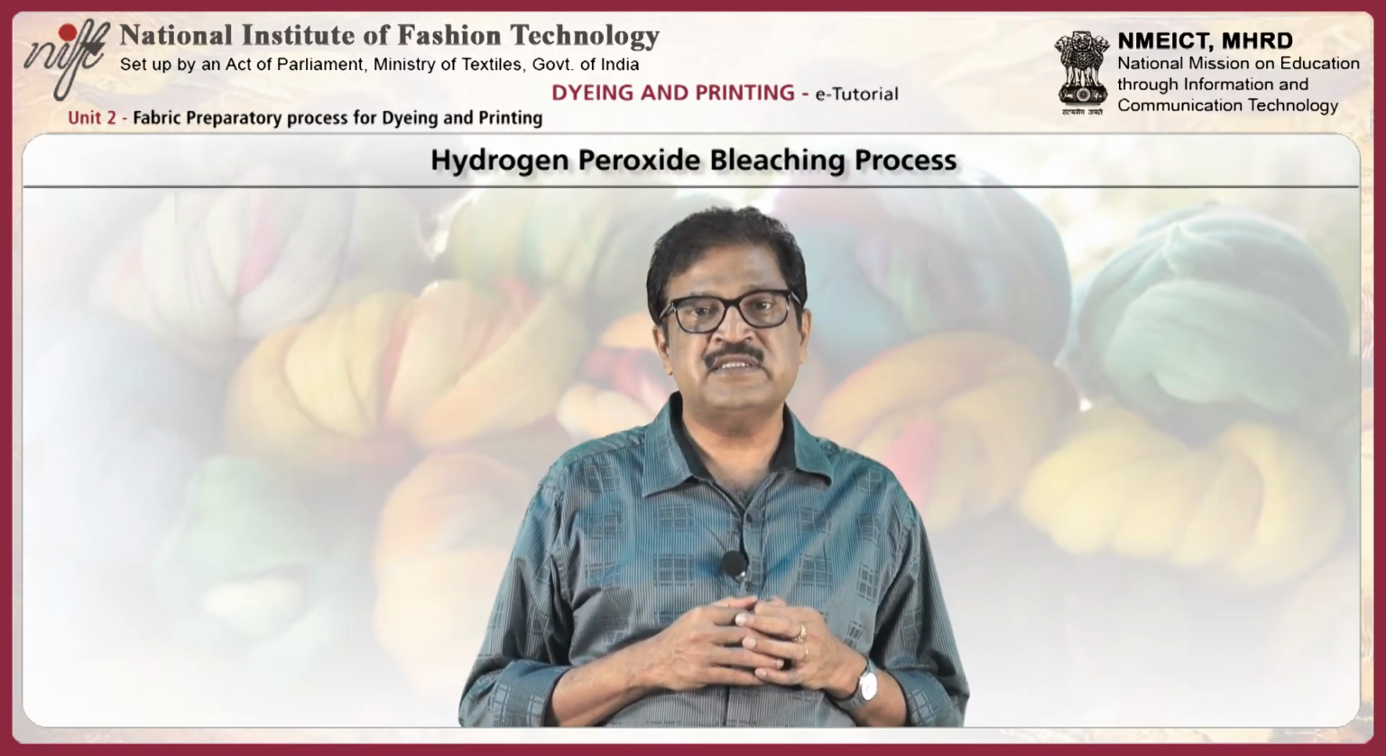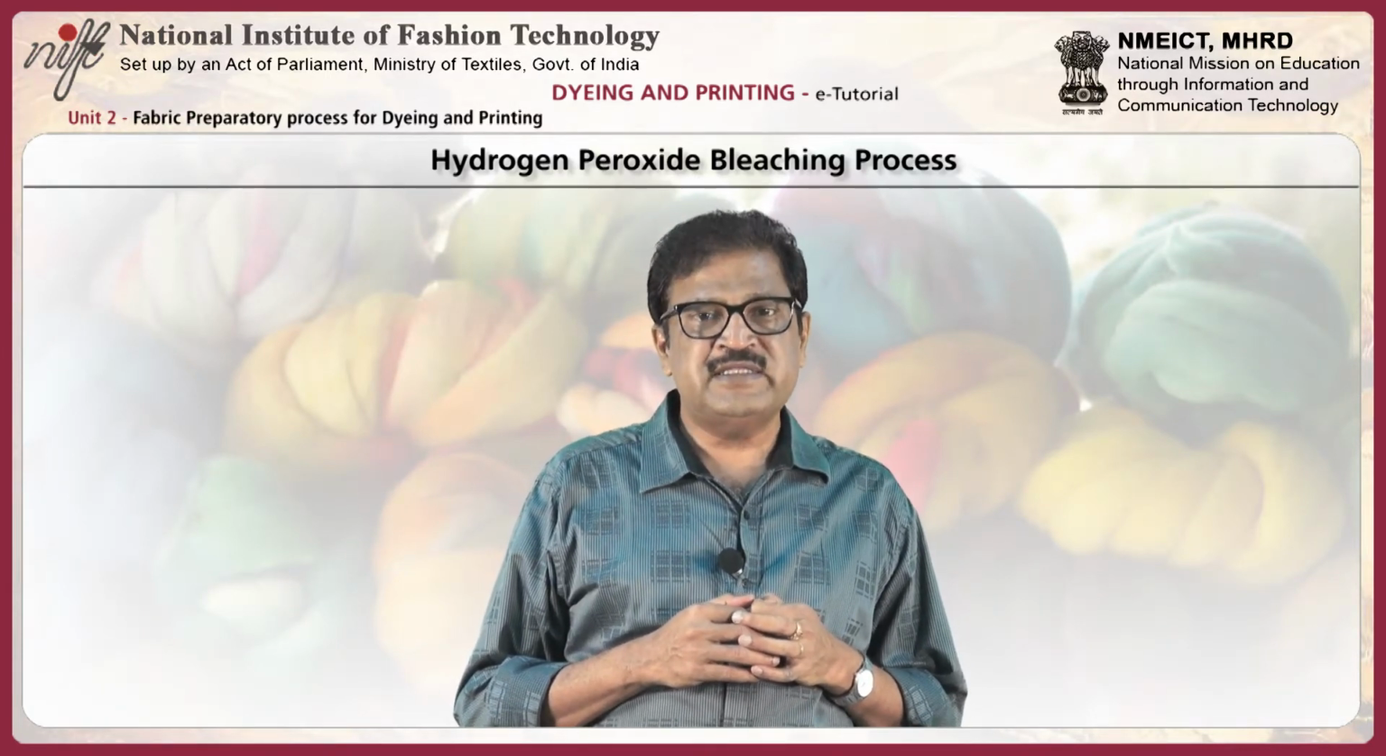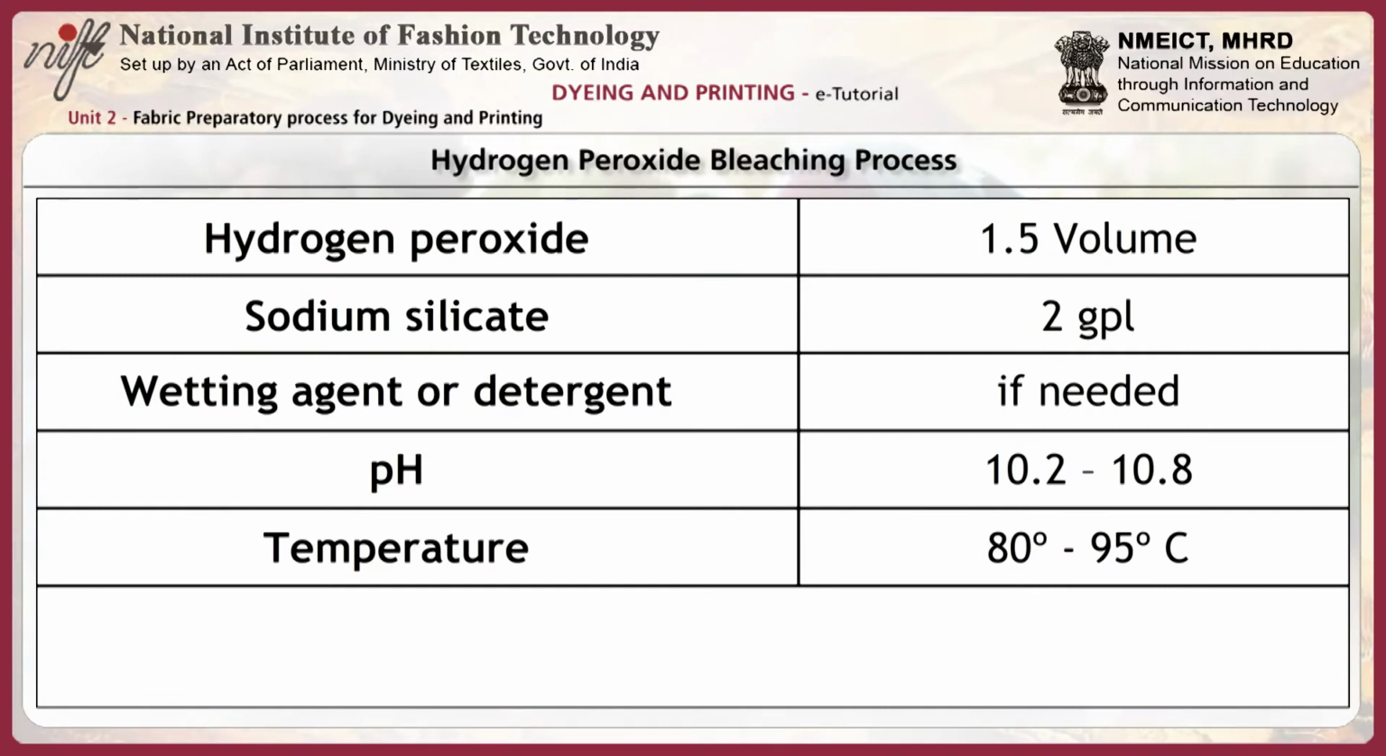Next, let us discuss the hydrogen peroxide bleaching process. In this case, the bleaching bath is prepared as hydrogen peroxide 1.5 volume, sodium silicate 2 grams per liter, wetting agent or detergent when needed. The pH of the bath is to be maintained between 10.2 to 10.8.